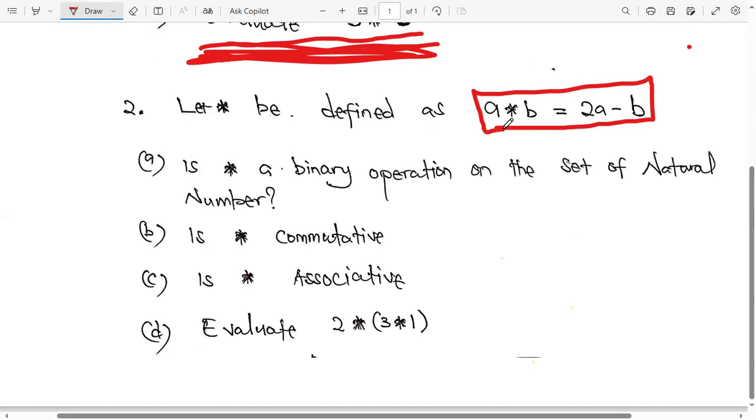So A star B is equal to 2A minus B. The first question asks: is star a binary operation on the set of natural numbers? You have to know the set you are working on. Remember, the first question was on the set of real numbers, but this one is specifically on the set of natural numbers. So we have to know what the natural numbers are.